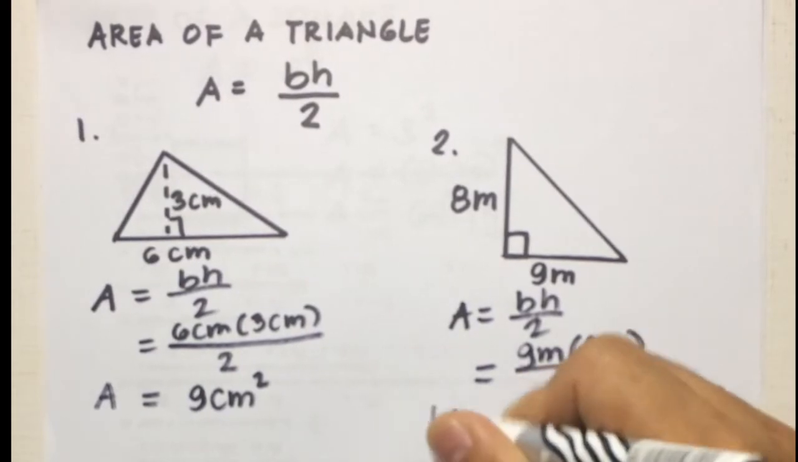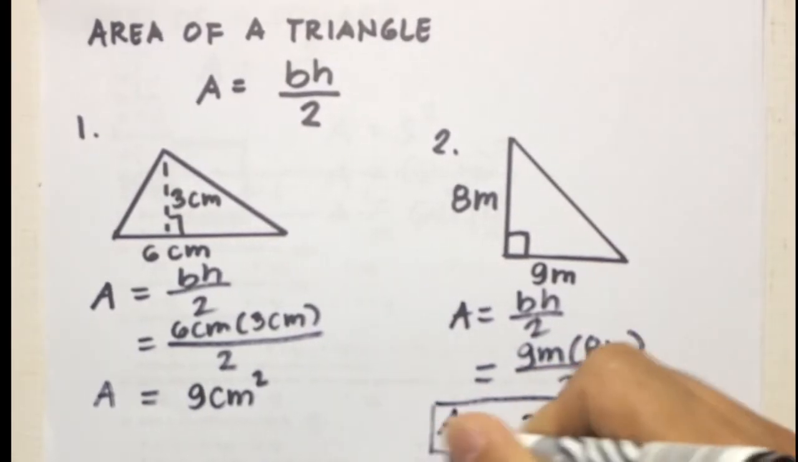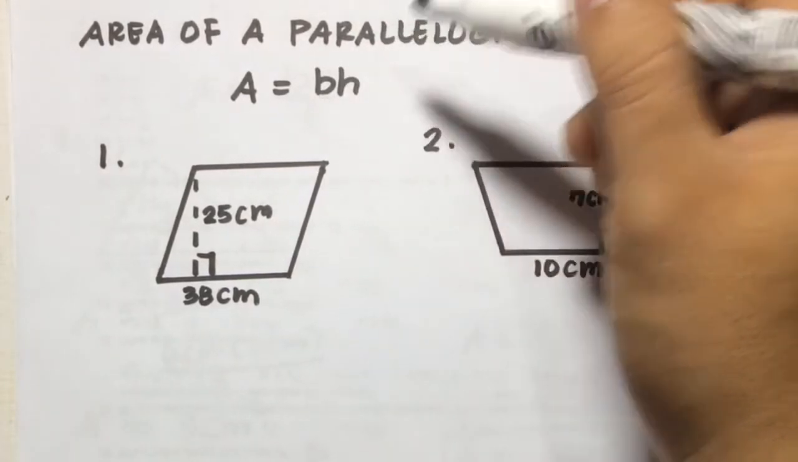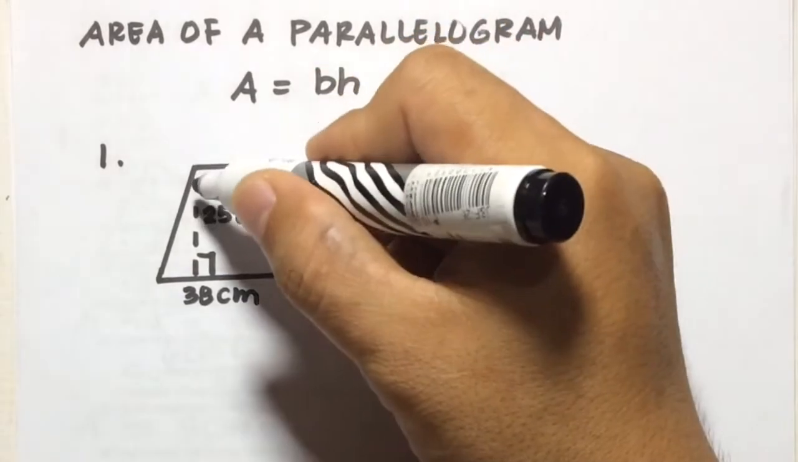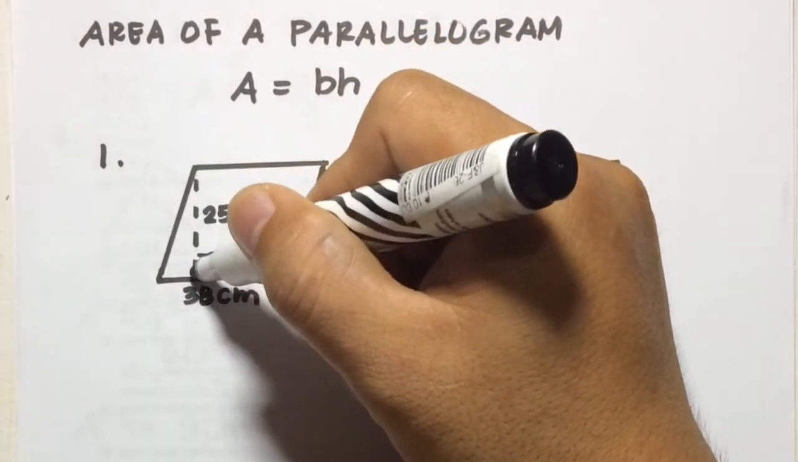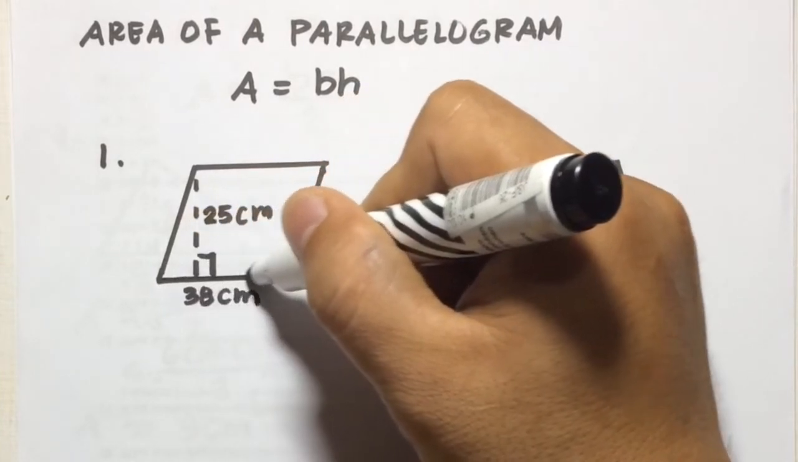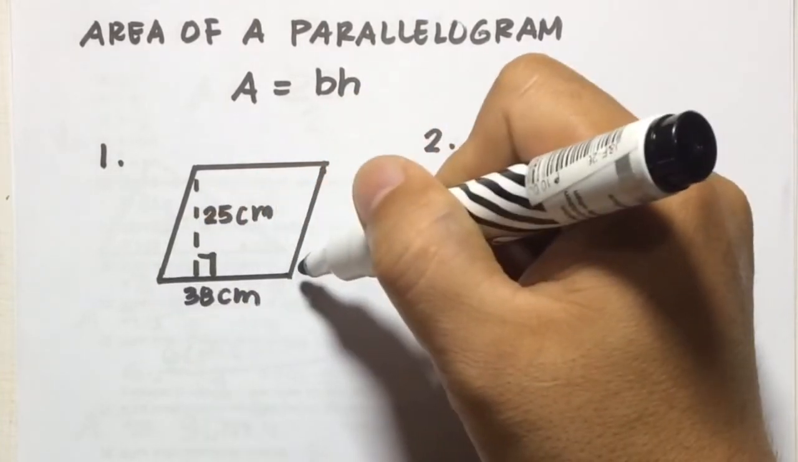So the area of this triangle is 36 meters squared. Next is the area of a parallelogram. So area of a parallelogram is given by A equals base times height. So the height here is this one. And the base here is 38 centimeters.